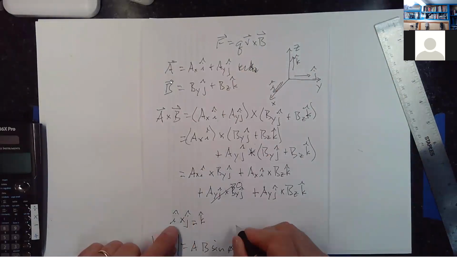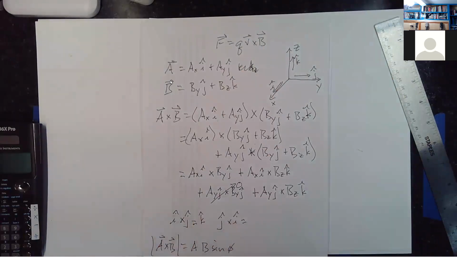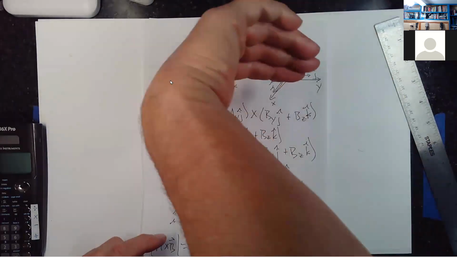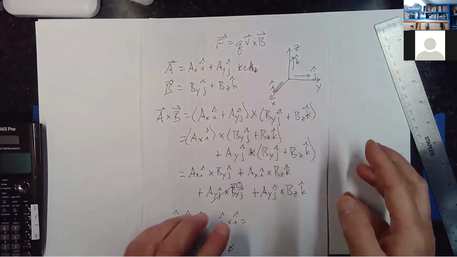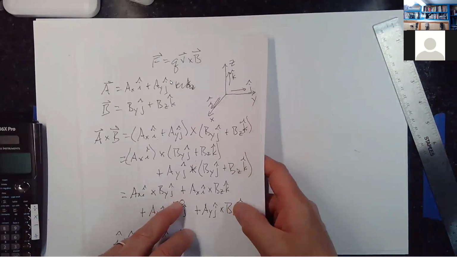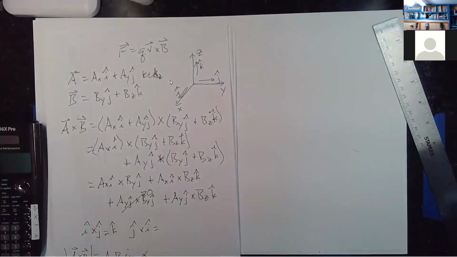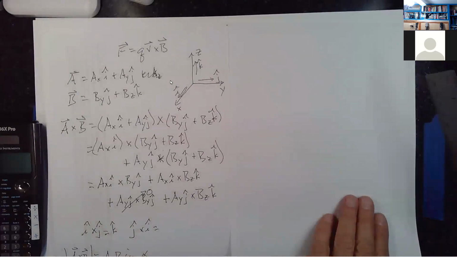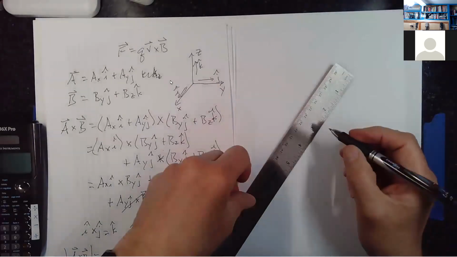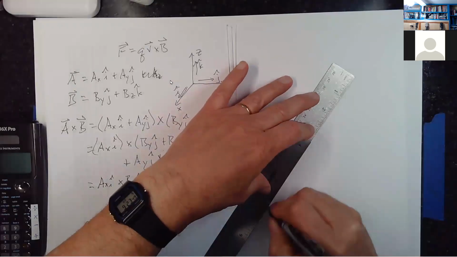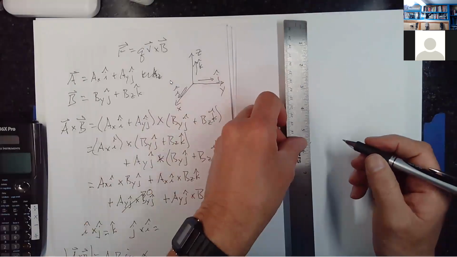Okay. Now, j hat cross i hat is equal to, well, then you take the fingers of your right hand and point them in the direction. Maybe I should draw a huge XY coordinate system here so you can imagine this a little better. And try this for yourself too. Just draw them to convince yourself of this.